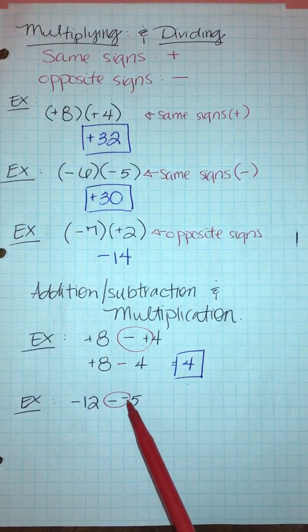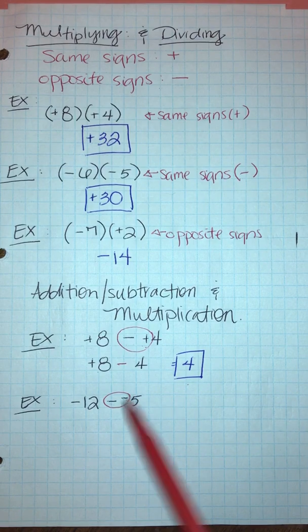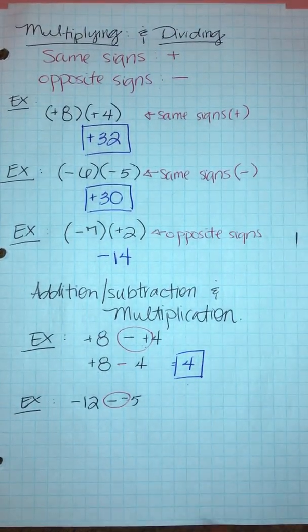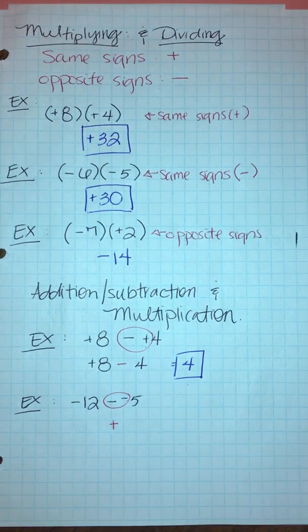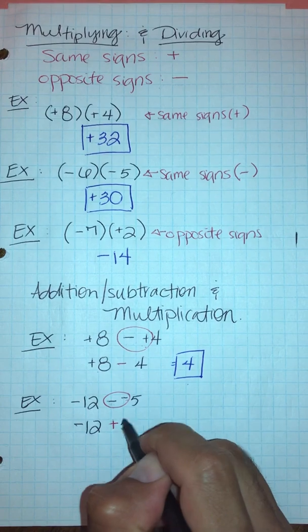A negative times a negative. Don't say a negative and a negative. We need to be specific. A negative times a negative. Same signs is a positive. So this, ladies and gentlemen, becomes positive. And we're going to end up with negative 12 plus 5.